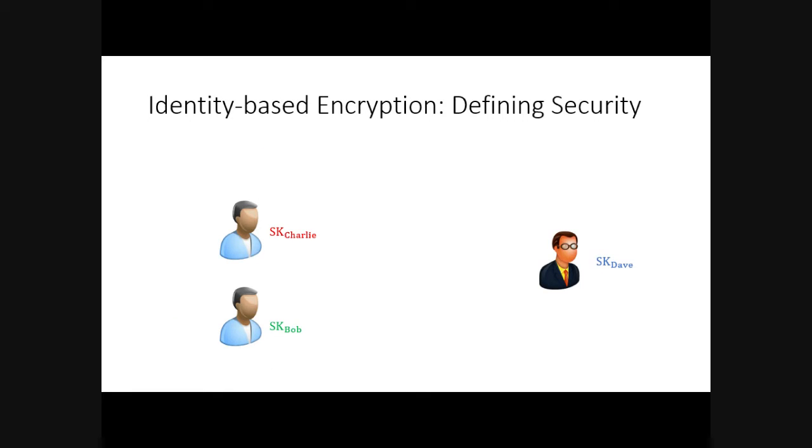So in defining the security of identity-based encryption, we have to consider the following scenario. Suppose we have two employees who decide to collude with each other and combine their keys in an attempt to recover the message from a ciphertext that was intended for their colleague, Dave. And when we define security, we should be able to say that even with such collusion, we should not be able to recover the message that was intended for another recipient.